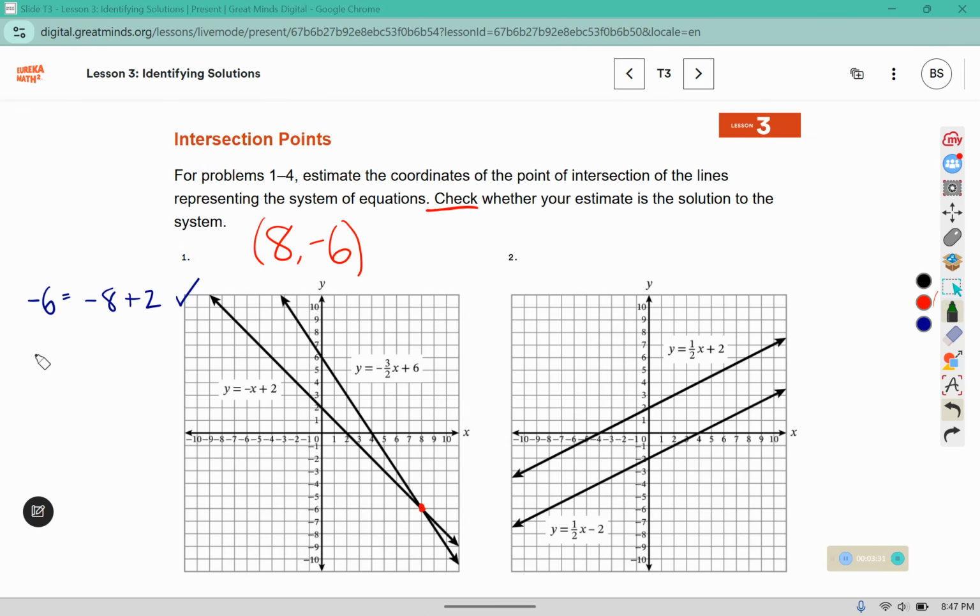Now we're going to try it in the second equation. The y value is -6. The x value is 8. 3 times 8 is 24, so it's -24 on the top. -24 divided by 2 is -12. Oh, that's a 6, not an 8. And -12 plus 6 is -6, so it also works for the second, meaning it is a solution to the system.